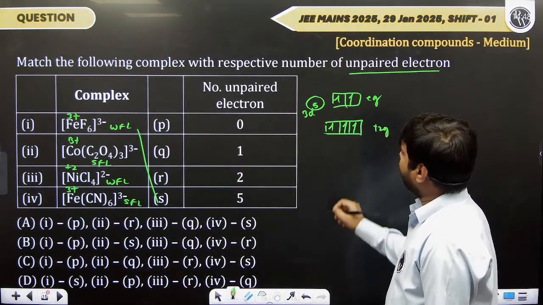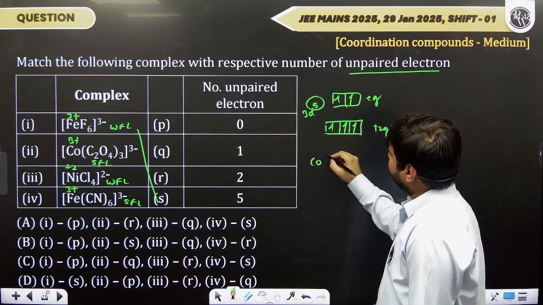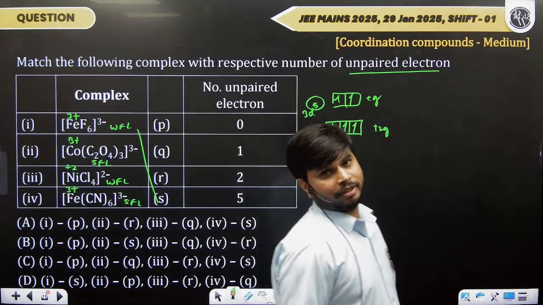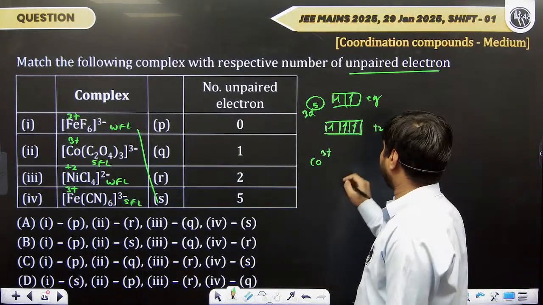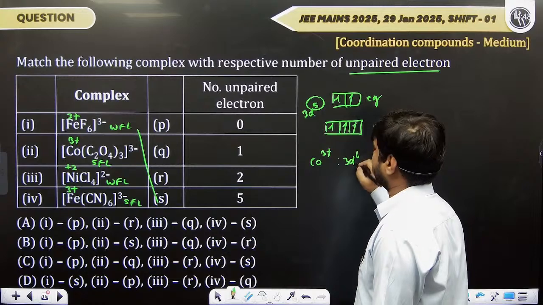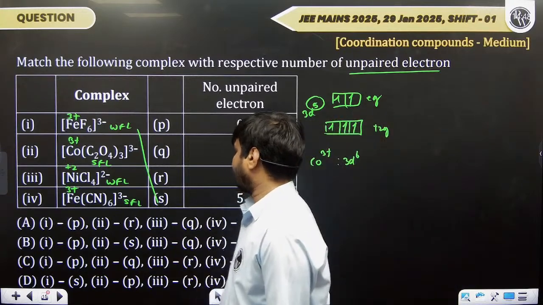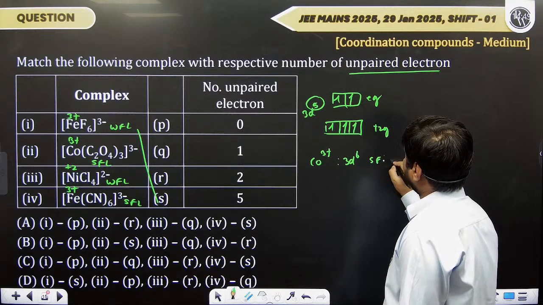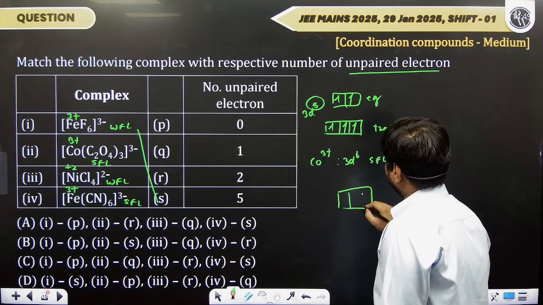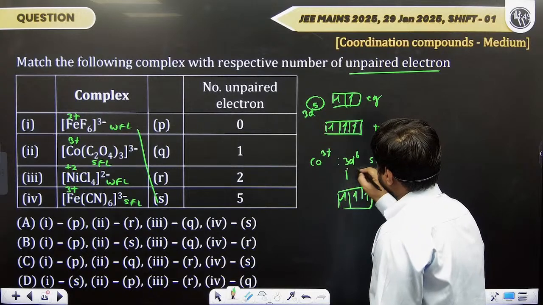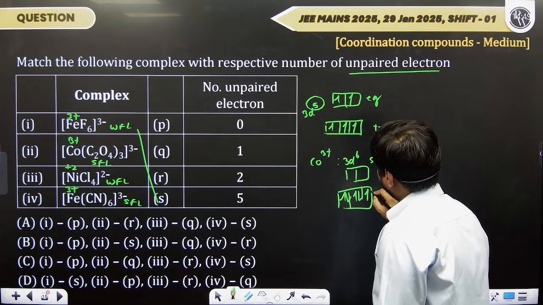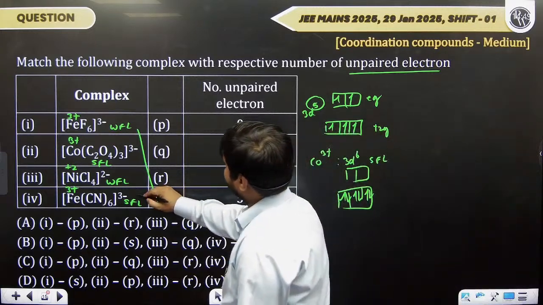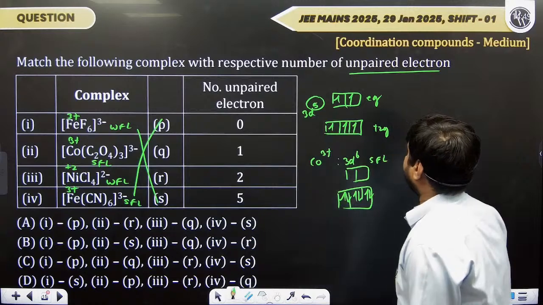In that we have cobalt plus 3. So cobalt is generally 3d7 4s2. So Co3+ will have 3d6, and we have the strong field ligand. So if we have the strong field ligand, then we have to do the pairing. 1 2 3 4 5 6, 0 unpaired electrons. Here you see 0 unpaired electrons. So the answer is P.